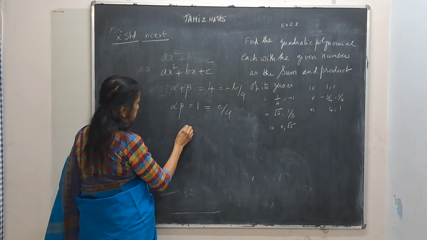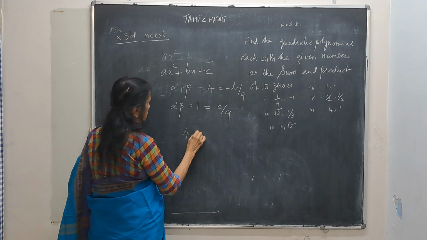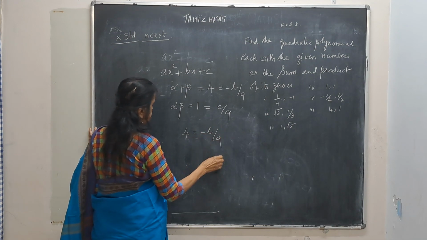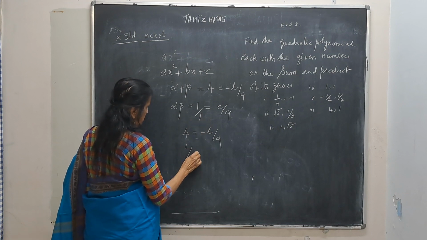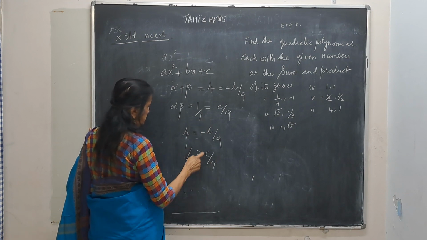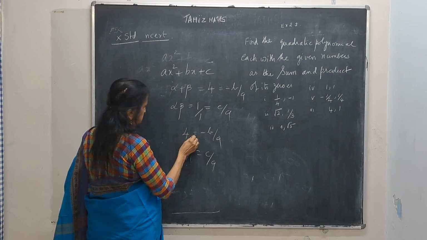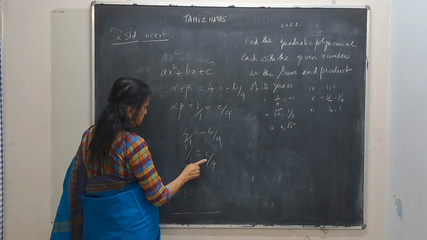So alpha plus beta is minus b by a. Alpha beta is 1. You can write as 1 by 1. 1 by 1 is c by a. Why are we doing this? 4, we can write as 4 by 1. So what is a, anybody?